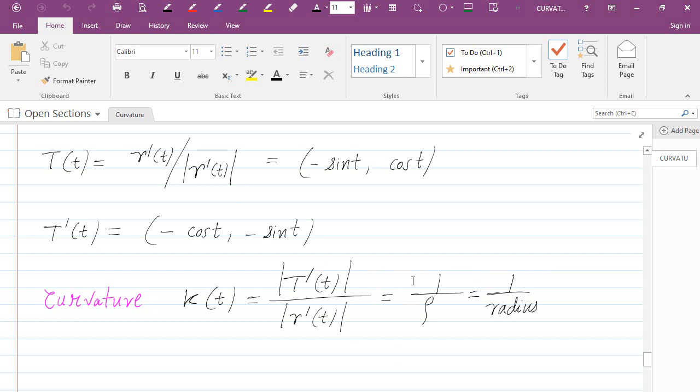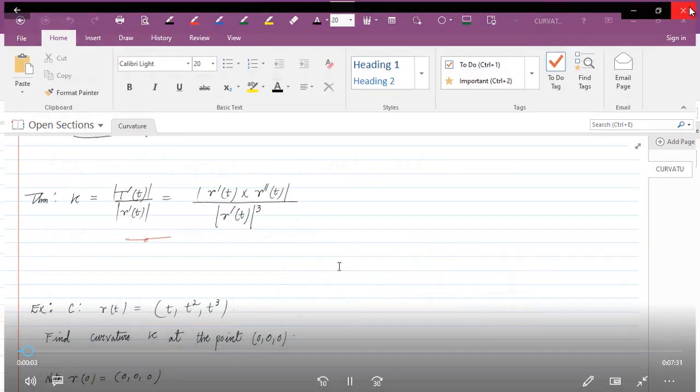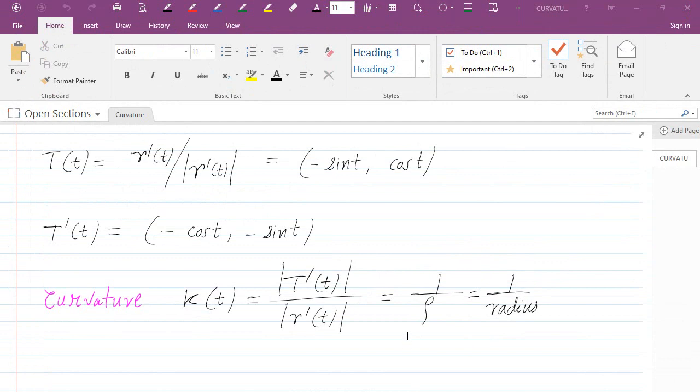So this tells you that the bigger the circle is, the smaller the curvature is, right? So this is what we get: the curvature of a circle is equal to 1 over the radius.